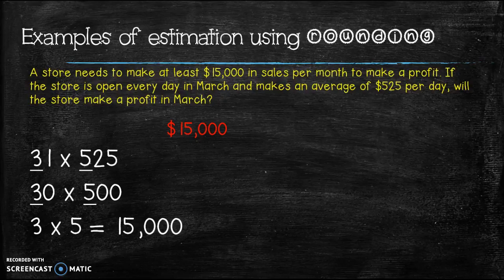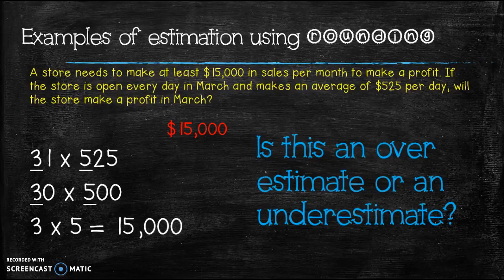So it says, will the store make a profit in March? Well, our estimate is 15,000, but that's not the exact answer. Can you tell me if this is an underestimate or an overestimate? It would be an underestimate because when we rounded, we went smaller in both cases, and you'll remember that makes an underestimate.